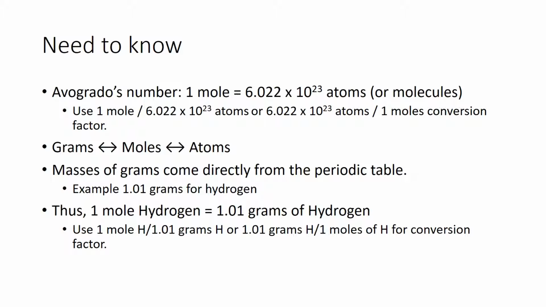First off, Avogadro's number. For every 1 mole, you have 6.022 times 10 to the 23rd atoms, or molecules, or particles. It could be anything. So we're going to take advantage of that conversion when we have to convert from moles when we're given atoms, or to moles when we're given atoms.